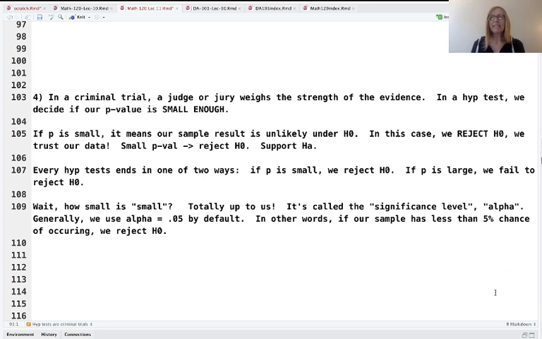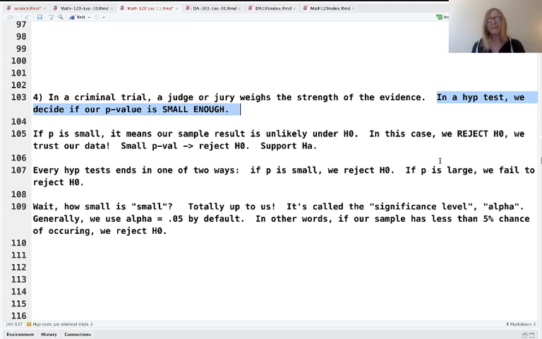In a hypothesis test, we're going to make that decision based on the p-value, because that's how strong our evidence is. And specifically, we're looking to see if the p-value is small enough. Small p-values are evidence against the null hypothesis. That might not seem immediately obvious. Let's think about why that's true.